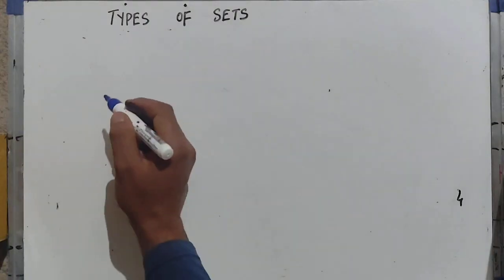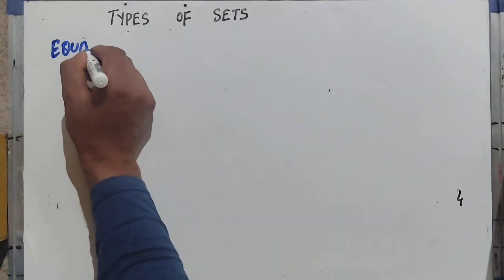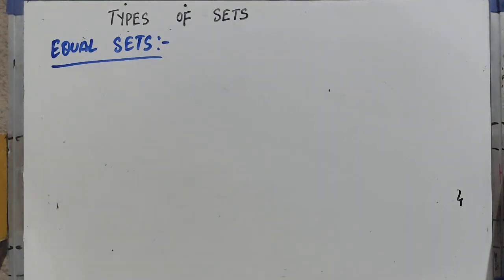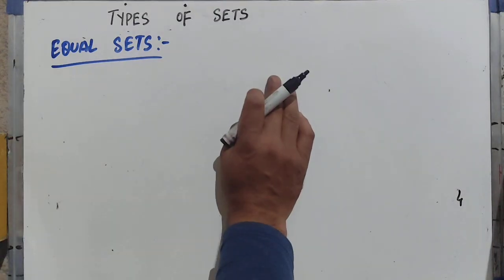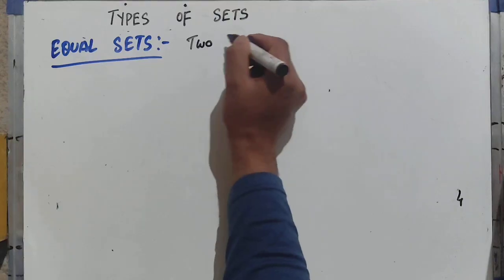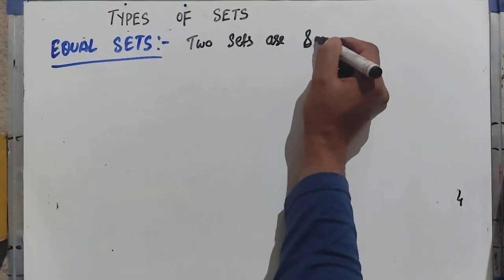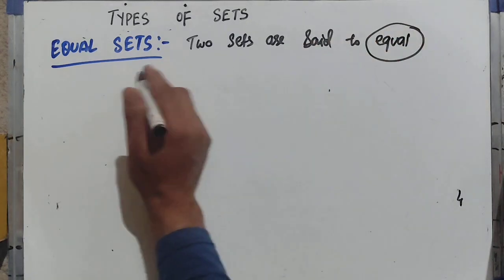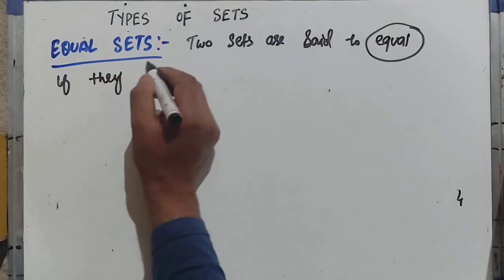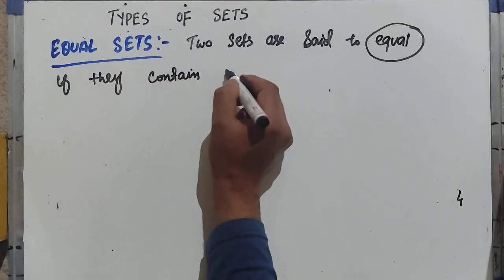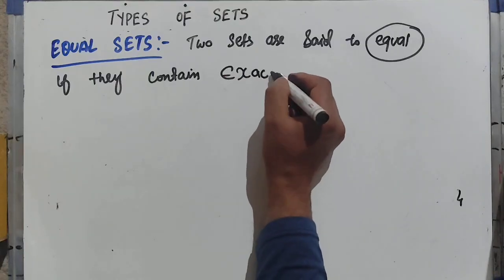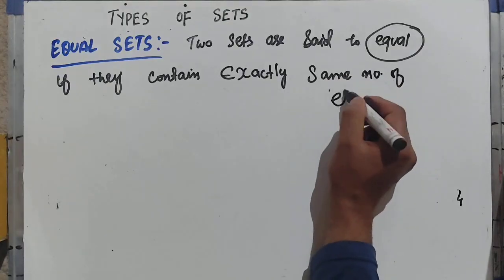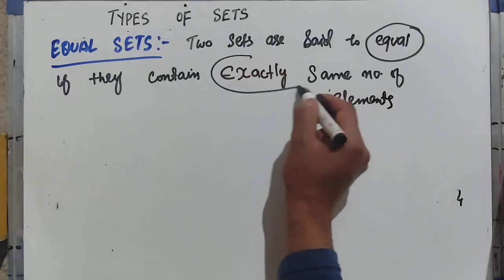Then we have equal sets. Two sets are said to be equal if they contain exactly the same elements.